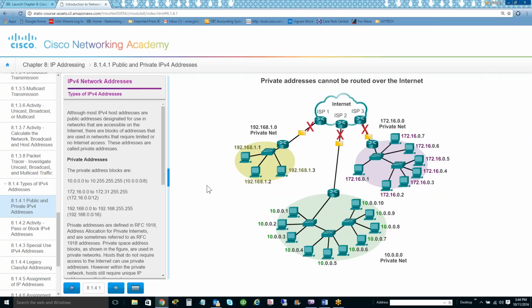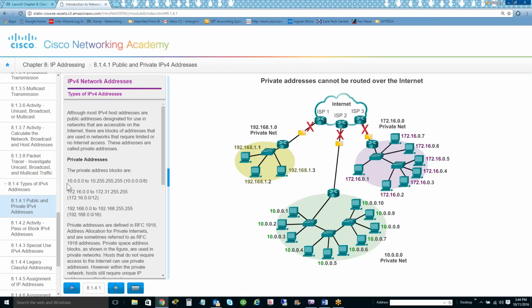Now, IP version 4 addresses themselves, there's two types that you need to be aware of in terms of the full IP address itself. There are public and private IPv4 addresses. Public IP addresses are IP addresses that are routable over the internet. In other words, the internet will recognize those. And then there are private IPv4 addresses that are only used for local area networks.